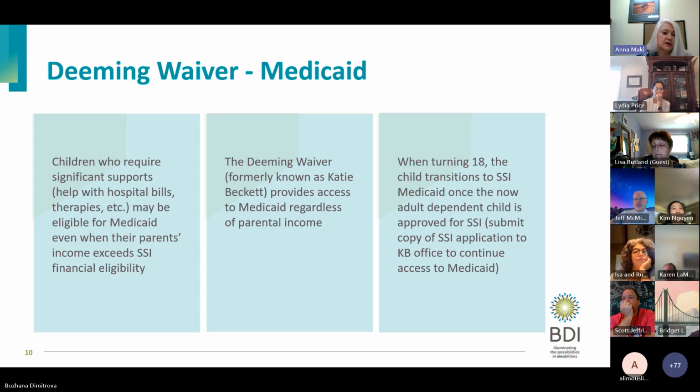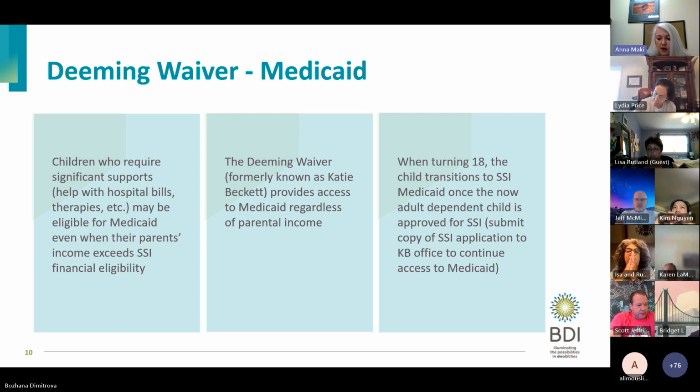So just wanted to mention the deeming waiver. I do have a number of individuals who are under the age of 18 who have access to Medicaid through the deeming waiver, also known as the Katie Beckett deeming waiver. And so this is a program whereby because of the individual's significant medical needs, they are eligible for Medicaid without view of the parent's income. In other words, we're waiving the requirement of income for these individuals.